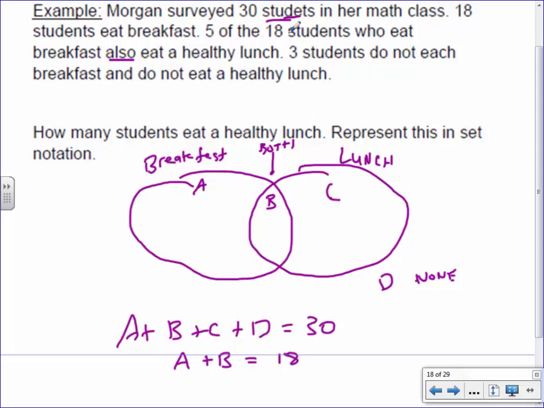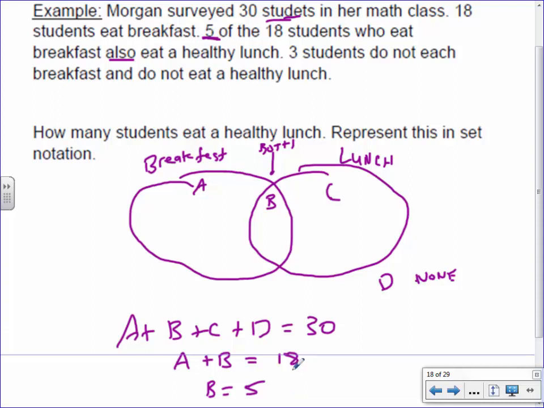Then it said 5 of the 18 kids who eat breakfast also ate a healthy lunch. What does that mean? This 5 of the 18, where would they be? They're in the both category. Because the 5 of the 18 kids who ate breakfast also eat a healthy lunch. We're looking for the people who ate breakfast and who ate lunch. That would be right here. B on its own is those 5 kids. Does that make sense? In this particular example, they gave us B by itself.